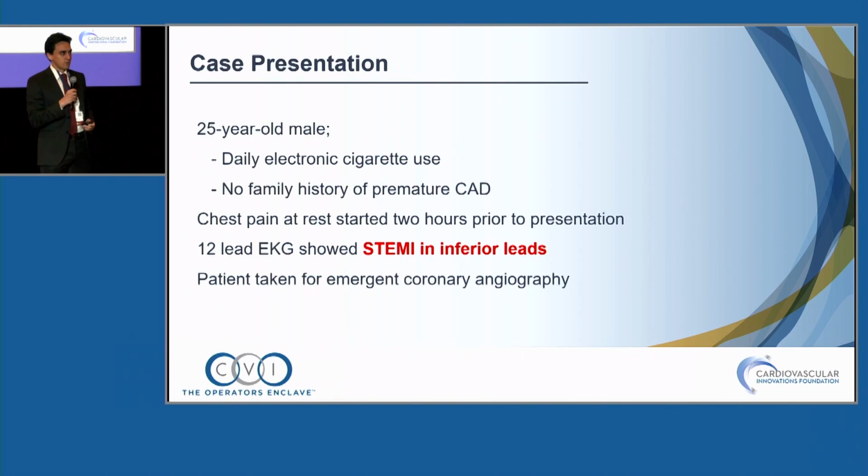So our scenario starts with a 25-year-old gentleman who has no prior cardiac history, no prior cardiac symptoms. He's a daily electronic cigarette user, and he has no family history of premature coronary artery disease. He started to experience chest pain while at rest, and after it didn't go away, he presented to the ER, where a 12-lead EKG confirmed a STEMI in the inferior leads. So he's taken for an emergent coronary angiography.